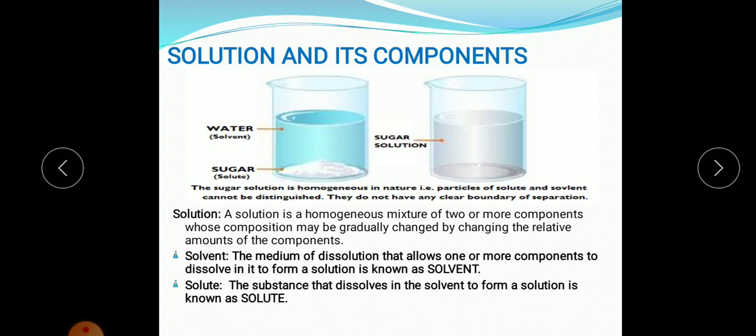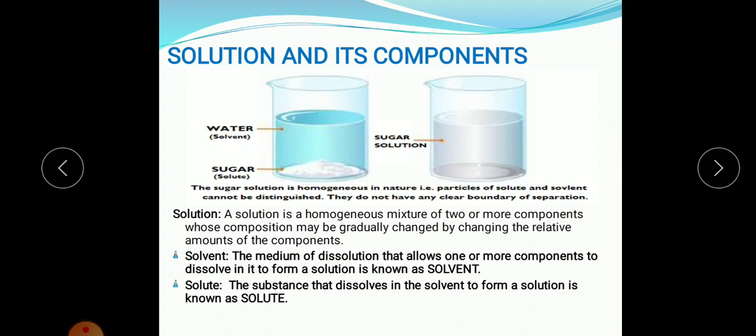Now, this clear solution is called sugar solution, and a sugar solution, or any solution, consists of two components. One we call solvent and the other we call solute. Solvent means the medium which helps to dissolve the substance. So in this case, in sugar solution, water is the solvent, and the substance which gets dissolved is known as solute. That is sugar.